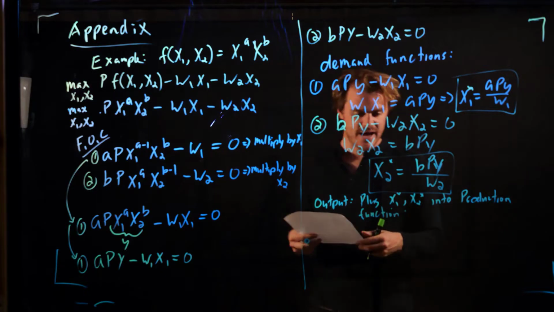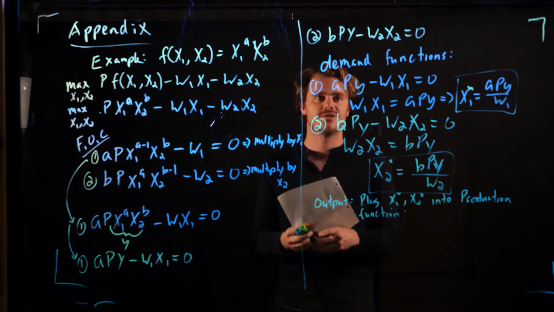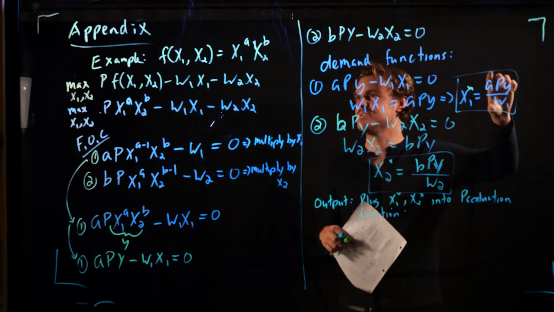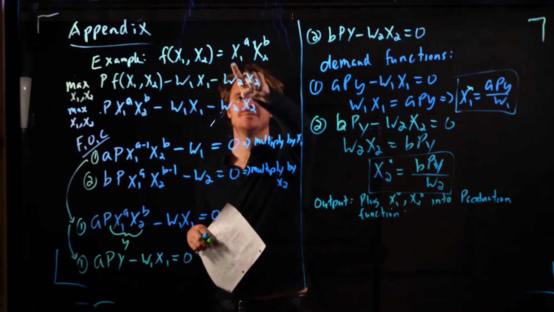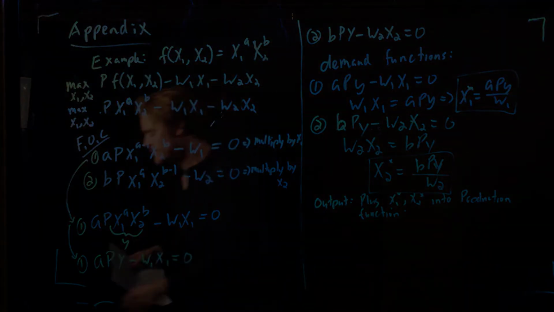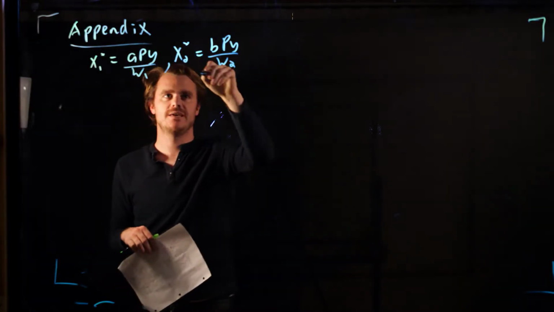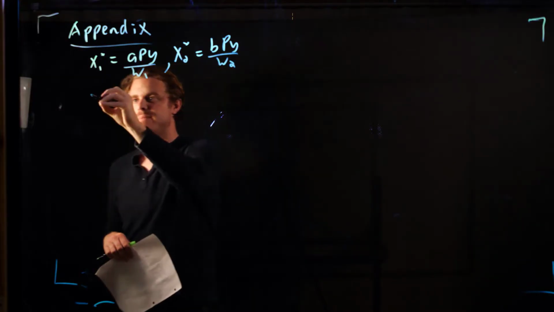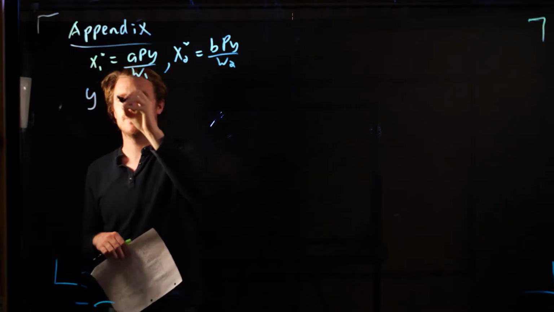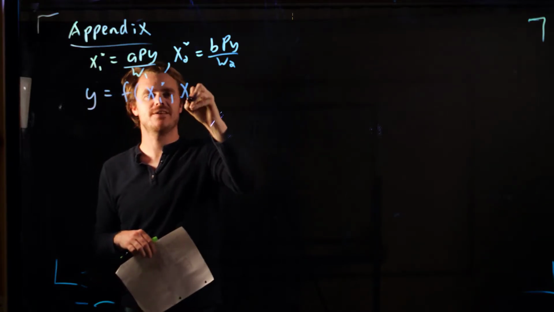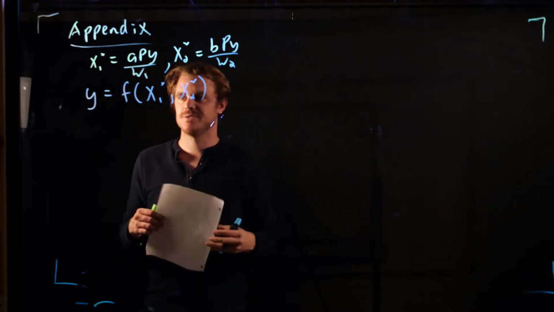And if we do that, we're going to get something kind of ugly. So let me erase this, and we're going to plug these two terms back in for this. Okay, so on the last board, we figured out what the optimal amount of each of the inputs was. But maybe we want to figure out what the optimal output is. And that's going to be f, the production function, at these optimal amounts of each of the inputs.